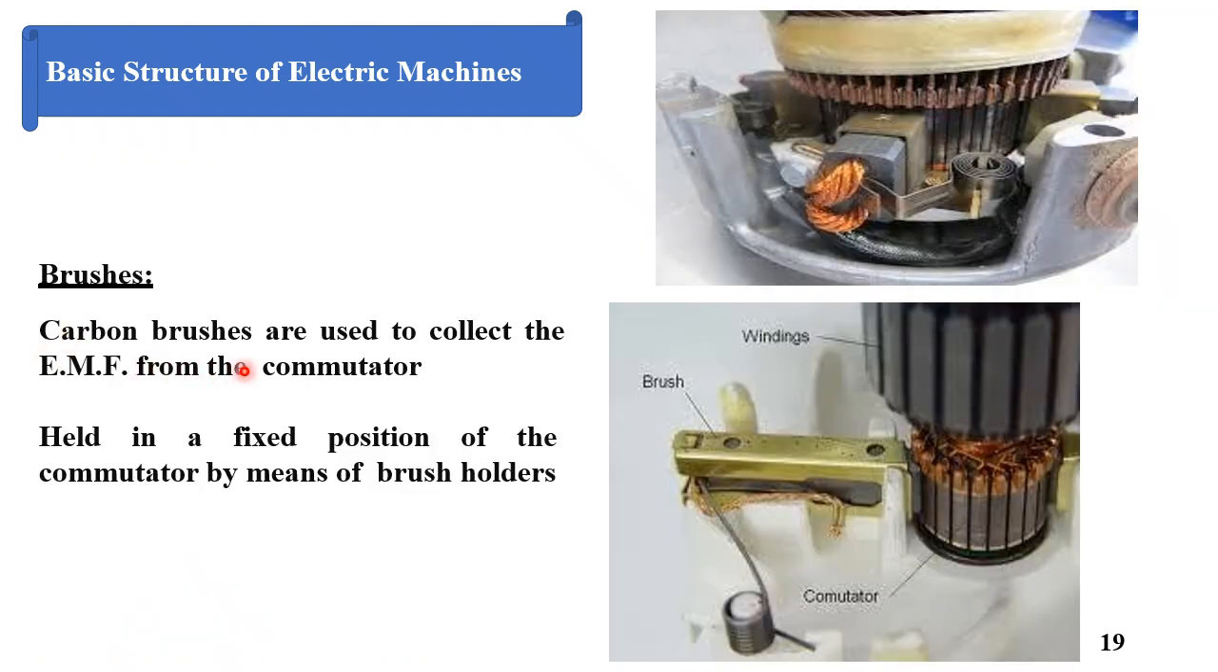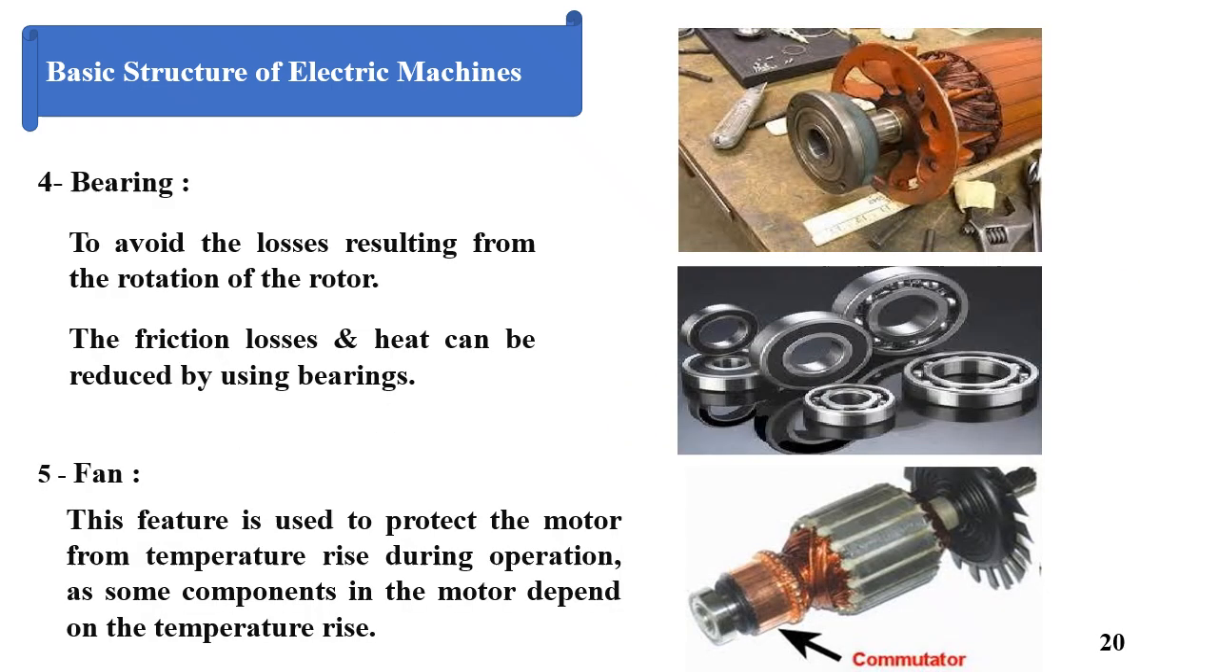Brushes are made of carbon and are used to collect the EMF from the commutator. They are held fixed in position on the commutator by means of the brush holder, which keeps the brushes at a fixed position with good contact with the commutator to reduce arcing. The bearing is used to avoid the losses resulting from the rotation of the rotor. Friction losses and heat can be reduced using the bearing.